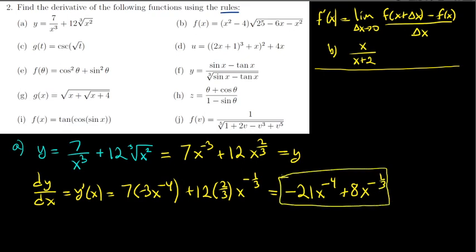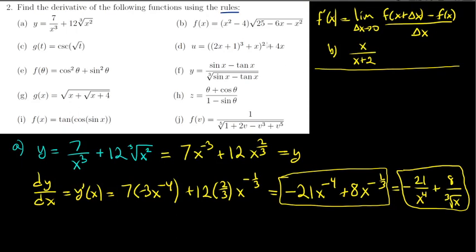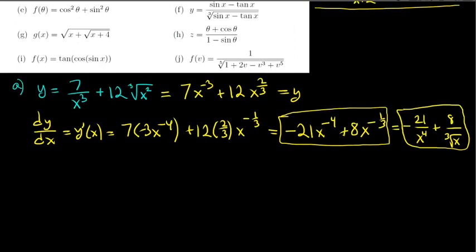And yep, you can leave it like that. Or if you want to write it in terms of radicals, you can do that. Let's just do it here. So negative 21 over x to the 4, and then plus 8 over the cube root of x. And no need to go any further. You don't have to get a common denominator or anything like that. So this is fine.